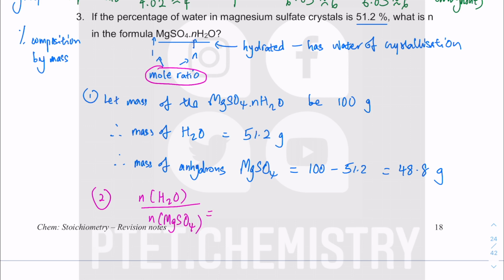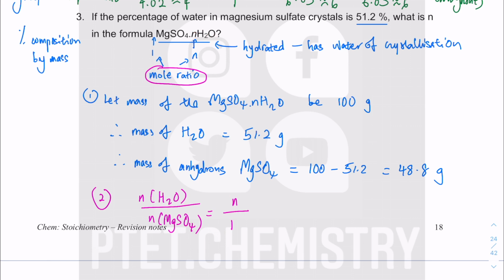MgSO4, if you look from here, for 1 mole of these, you have n mole of H2O. At the bottom is 1 because for the mole of MgSO4, there's 1 in front, and for the mole of H2O there's n. So for every 1 MgSO4, there's n moles of H2O.